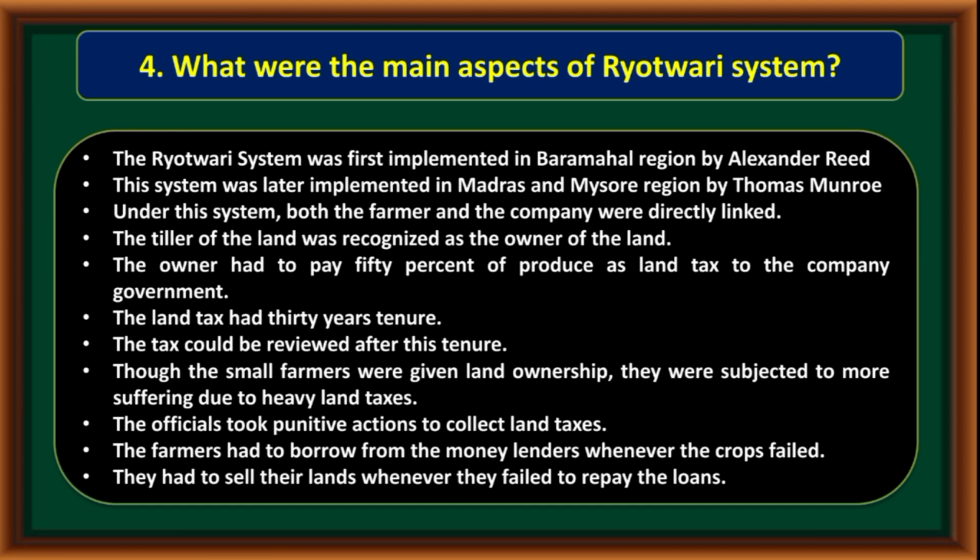Though the small farmers were given land ownership, they were subjected to more suffering due to heavy land taxes. The officials took punitive actions to collect land taxes. The farmers had to borrow from the money lenders whenever the crops failed. They had to sell their lands whenever they failed to repay the loans.